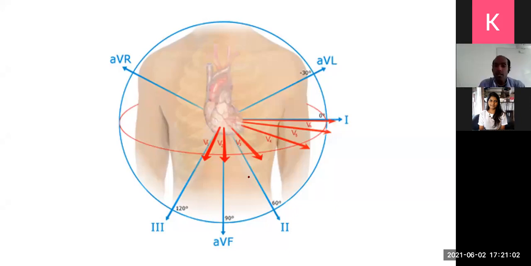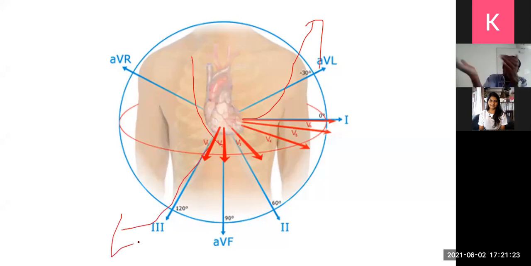Normal axis, 1 and 2 are usually positive. Left axis, you can see that 1 will still be positive, as maybe AVL, but 2, 3 and AVF are negative. When it moves that way, 2, 3 and AVF are positive because it's right axis deviation. So that is how you work the axis out.